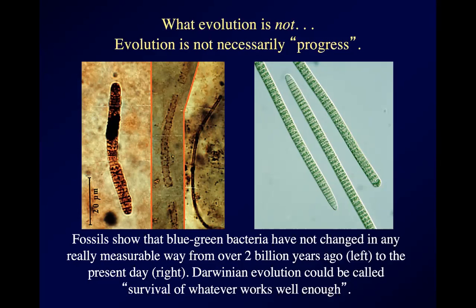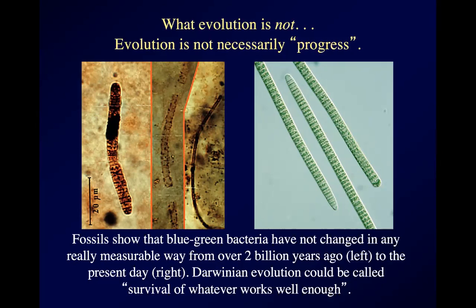On the left are some rock samples from the Australian desert that have been sliced so thin that they're translucent and examined under a microscope. We can actually do this with diamond saws. And these particular rocks actually have fossil bacteria inside, and you can hardly tell them apart from the living ones. Blue-green bacteria haven't changed in any way that we can measure between 2 billion years ago and now.